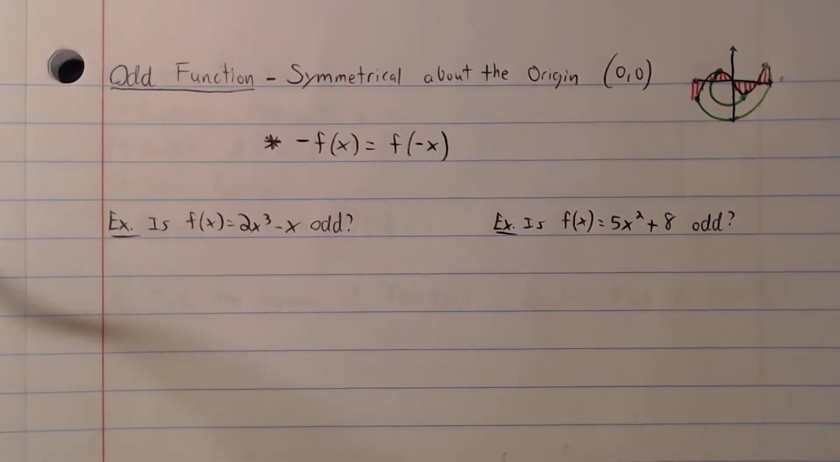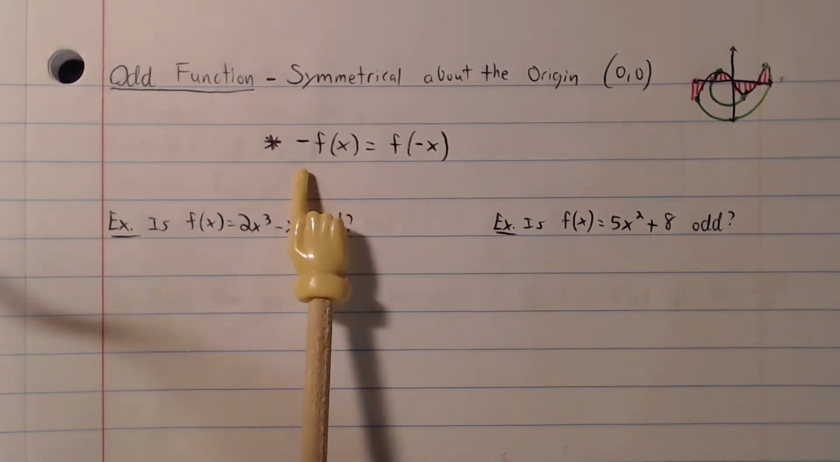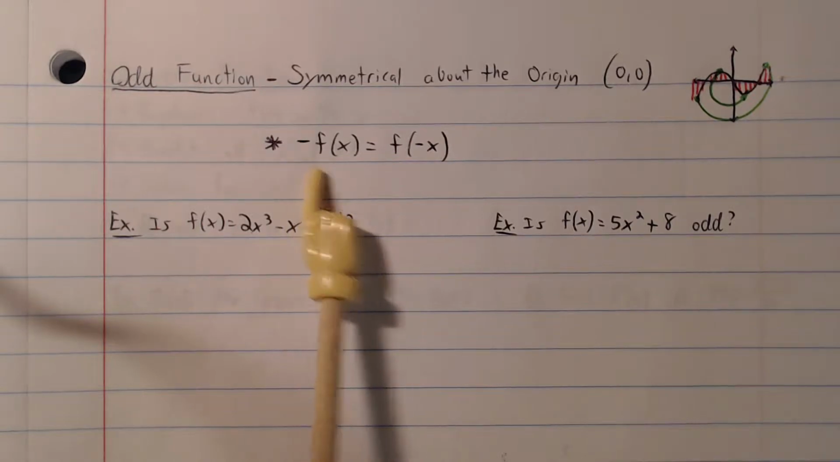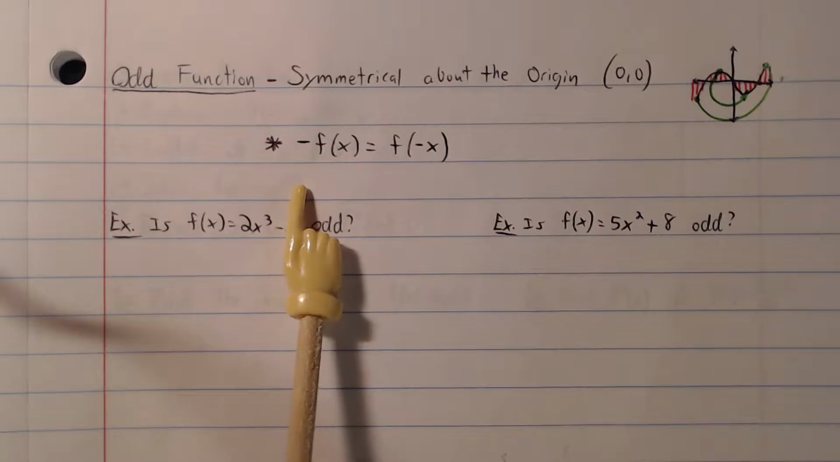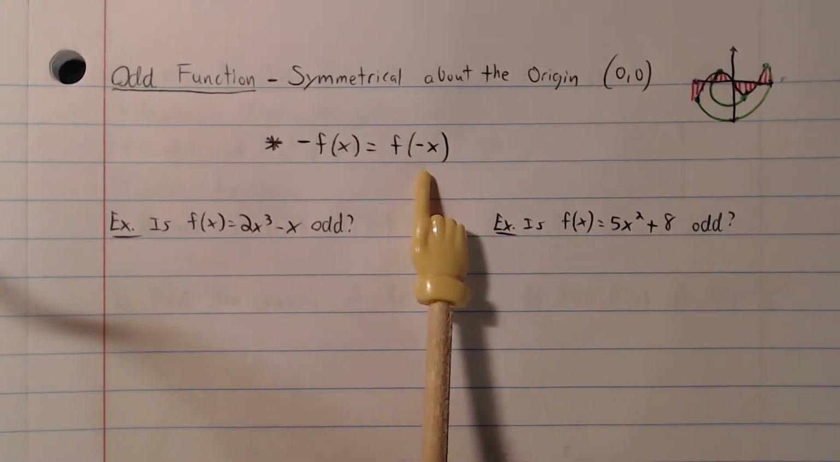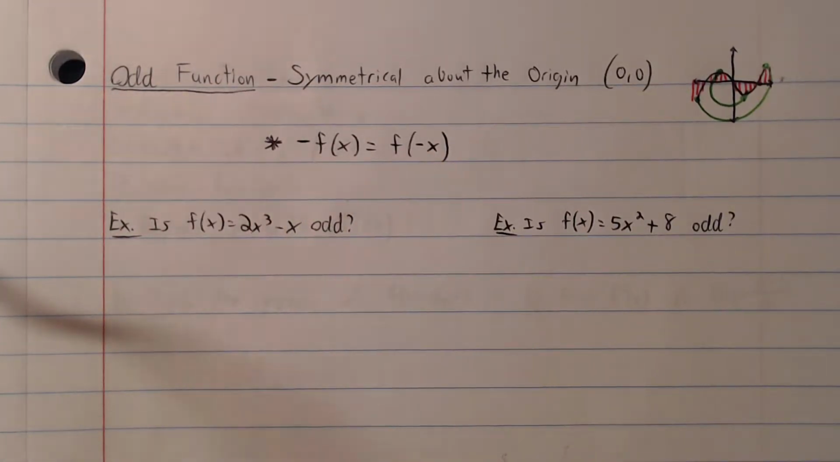If we want to look for the formula, though, what we'd be checking is if we multiply the entire function by negative, or change all the signs, is that equal to evaluating the function at opposite of x.